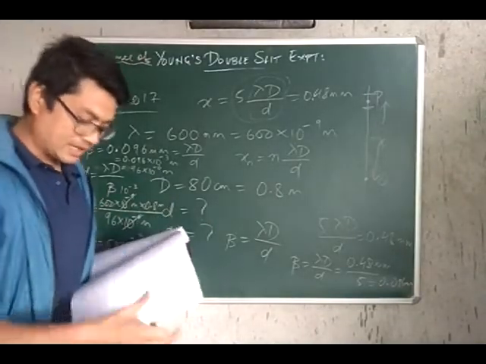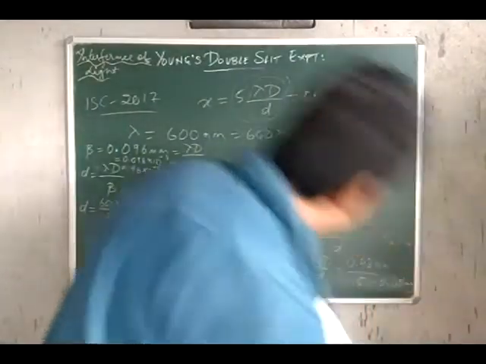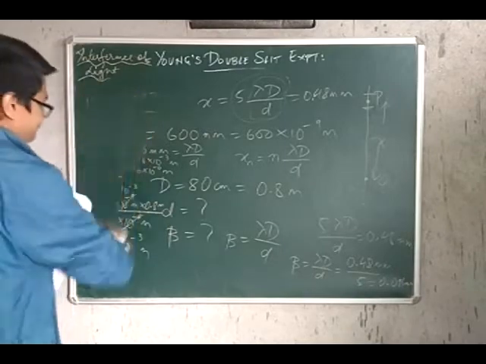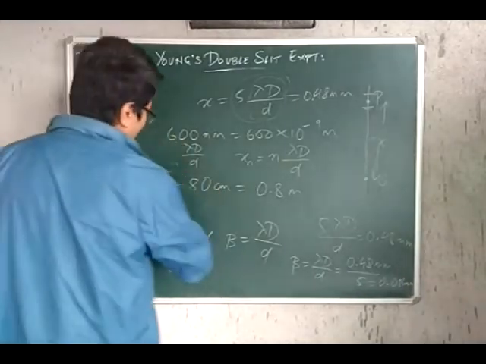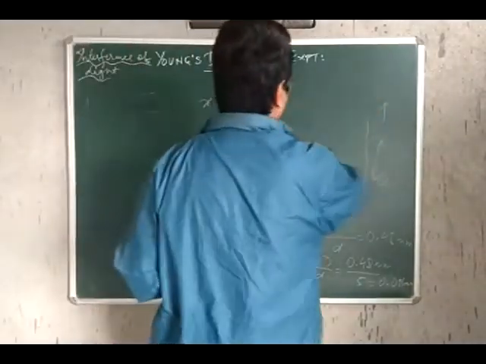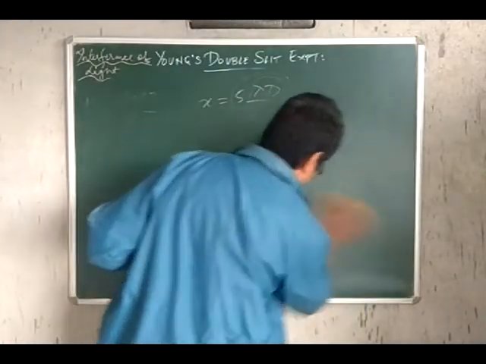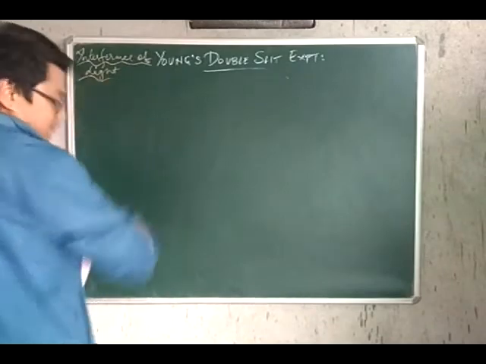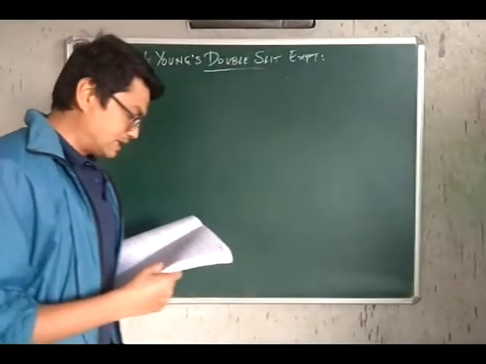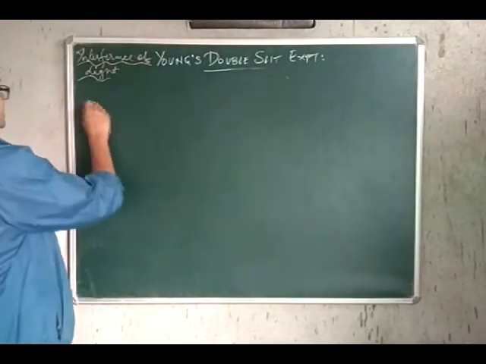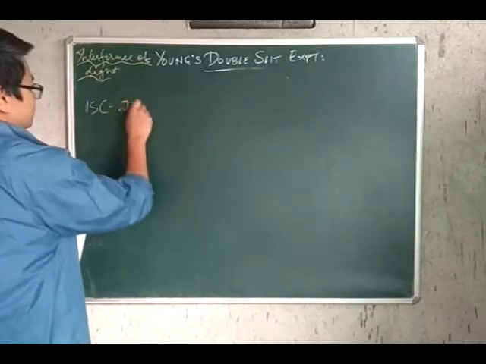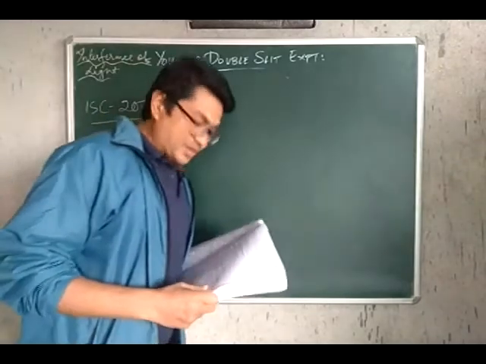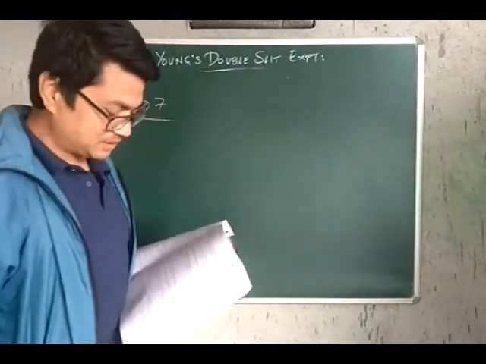This came in ISC 2017. And let me do one more. You get this kind of numericals only. This is ISC 2007, and this will be the last numerical that we discuss. It is a bit different, but still the same.